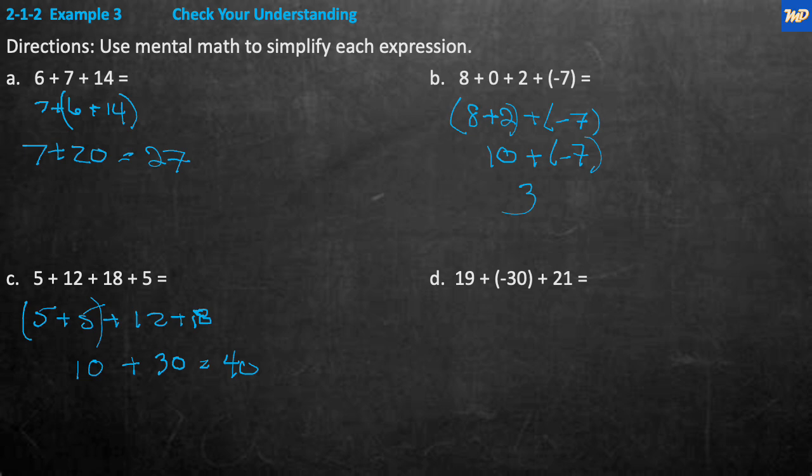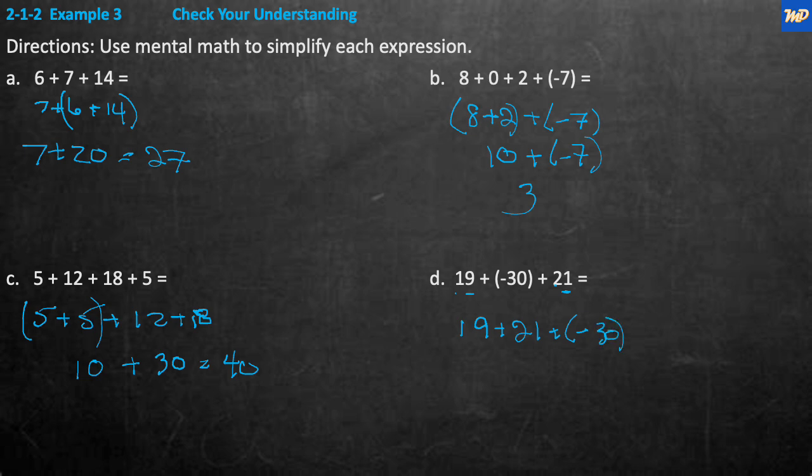This next one, D: 19 plus a negative 30 plus 21. Well, I think that if we look at this, we see that the 9 goes pretty well with the 1 to add to make a 10. And this is 2 10s and 1 10, so you've got 3 10s. So let's put them together. Let's say 19 plus 21 plus a negative 30.